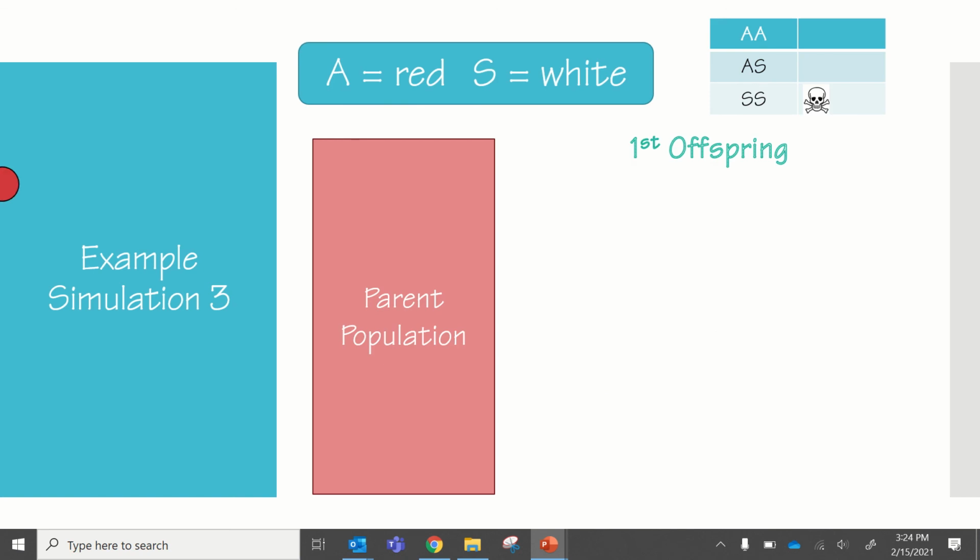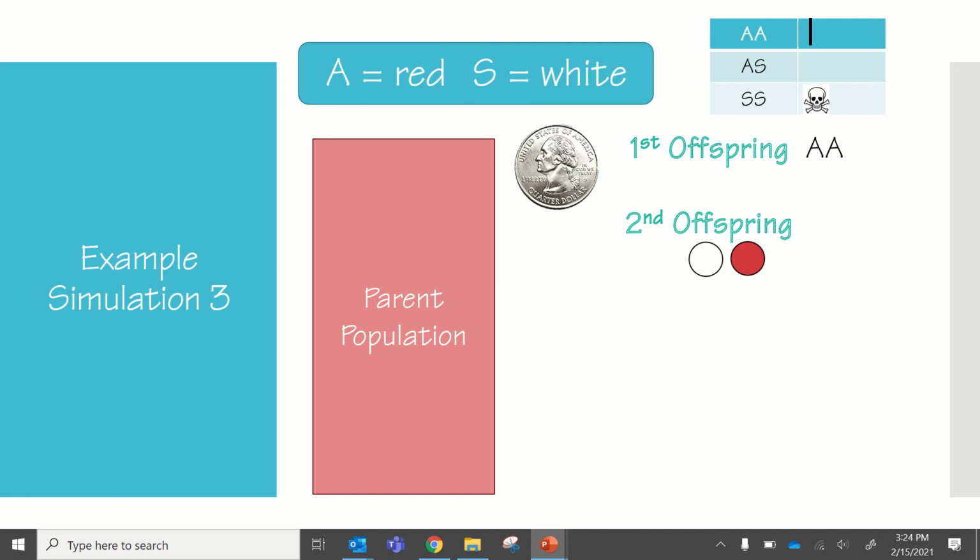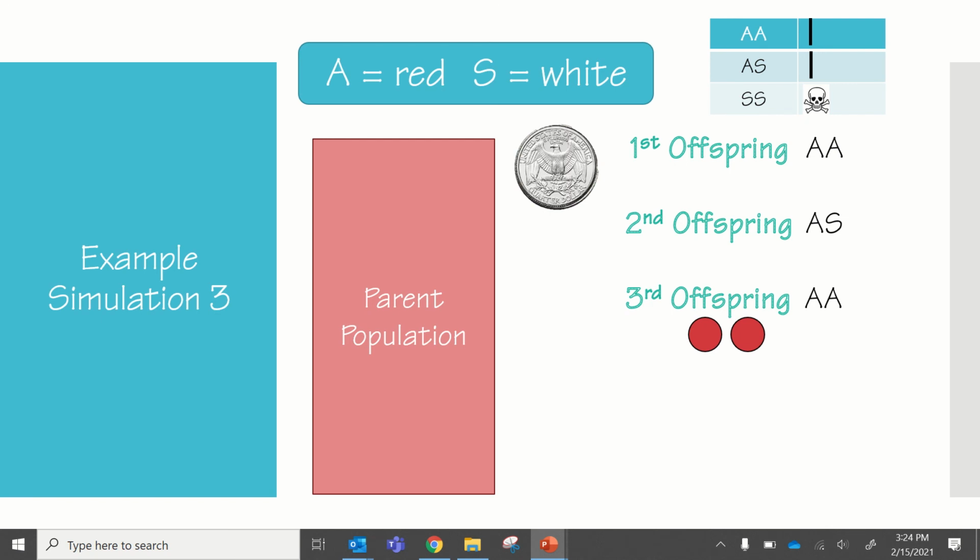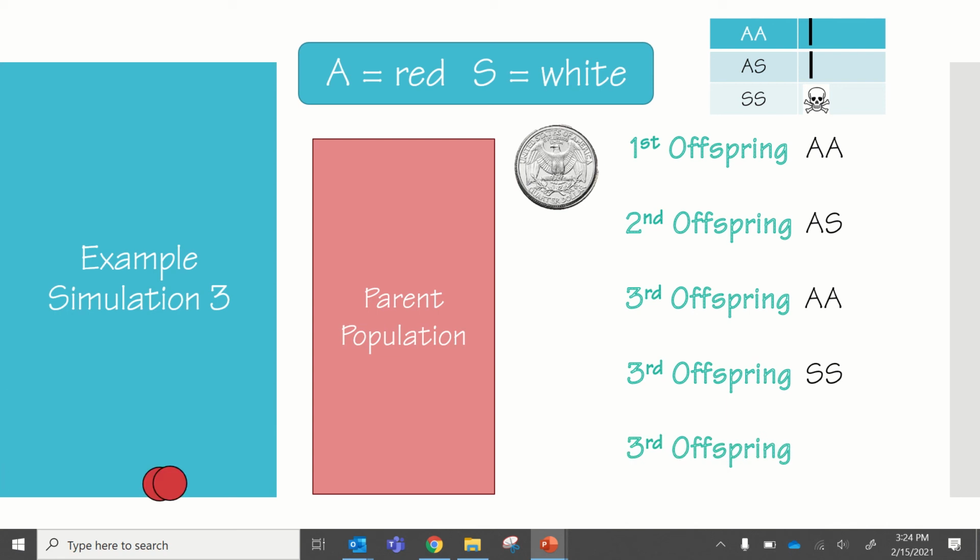So first offspring, pull it out. 2 reds, it lives, throw it back. Second offspring, heterozygous, throw a tally, put it back. Third offspring, 2 homozygous dominants, it dies because we already had one that lived. So we put it back. Third offspring again, now we have homozygous recessive, it dies, put it back. Third offspring again, 2 dominant alleles, so we put our tally and put it back. Again, only 50% of them live.